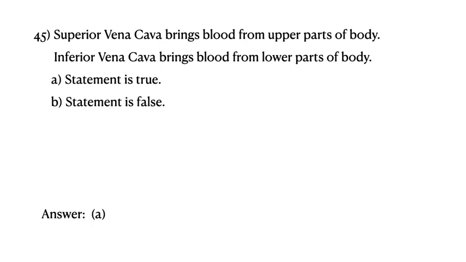Children, answer is that statement is true. Superior vena cava, which is the blood vessel that brings deoxygenated blood from upper parts of the body. Inferior vena cava is the blood vessel which brings blood from lower part of the body. So here statement is true. So option A is the correct answer.